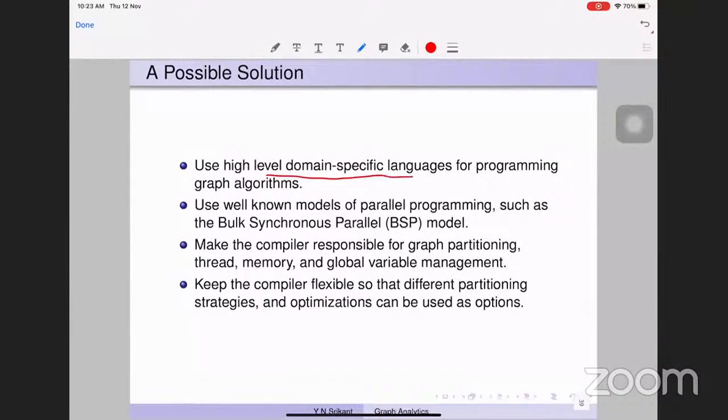So a possible solution is to use a high-level domain-specific language for programming graph algorithms. And there are also several known models of parallel programming, which I am not going to discuss. One of the most famous is the bulk synchronous parallel model, which was proposed by Valiant, who is one of the Turing Award winners. And now the compiler takes care of all aspects of graph partitioning, thread management, memory management, global variable management, etc. And the compiler should be able to use different partitioning strategies and optimizations.